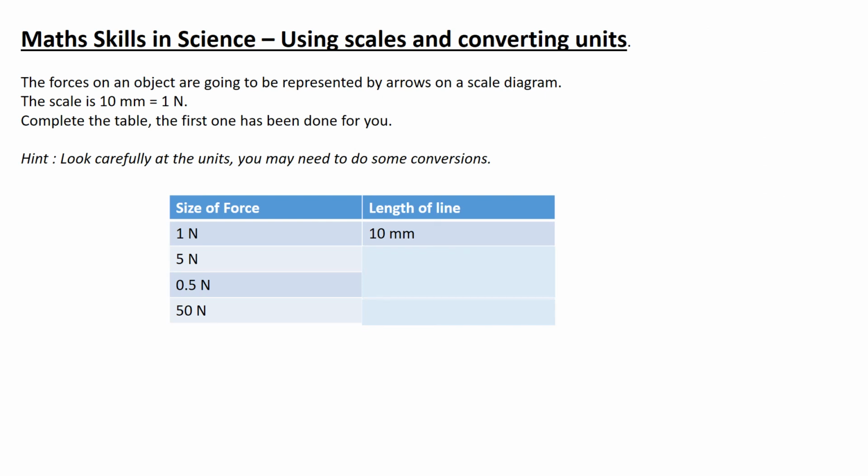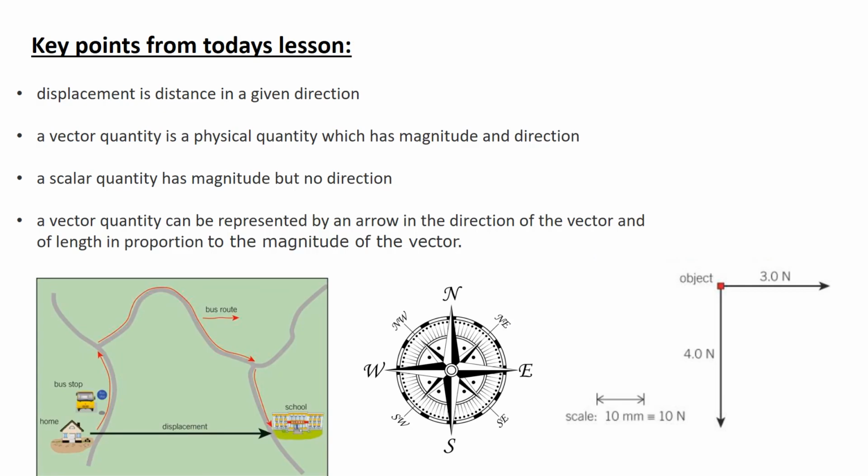Okay, to make sure you've got those values down. Brilliant. So, key points from today's lesson. Displacement is a distance in a given direction. A vector is a physical quantity which has magnitude and direction. Scalar is a quantity that has magnitude but no direction, and a vector is a quantity that can be represented by an arrow in the direction of the vector, and the length is proportional to the magnitude of the vector. Okay, bit of a mouthful, that last one.